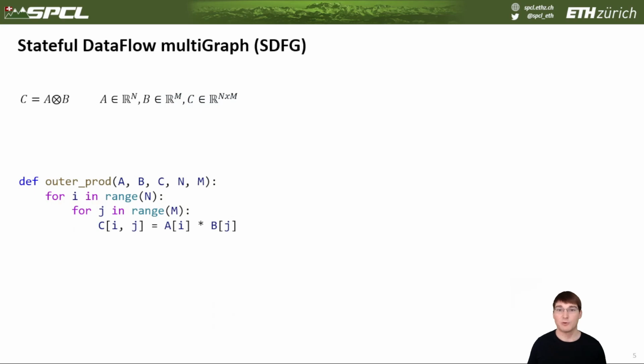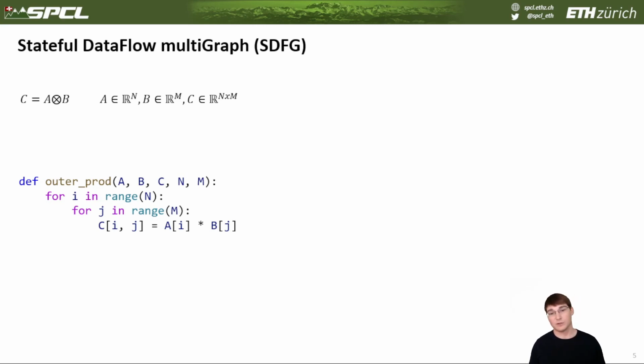We have a vector outer product here between two vectors A and B, and we have a very simple Python implementation of this. Now, if this is fed through DaCe, it generates this stateful dataflow multigraph intermediate representation from this program. And as the name multigraph might imply, this is a graph-based intermediate representation.